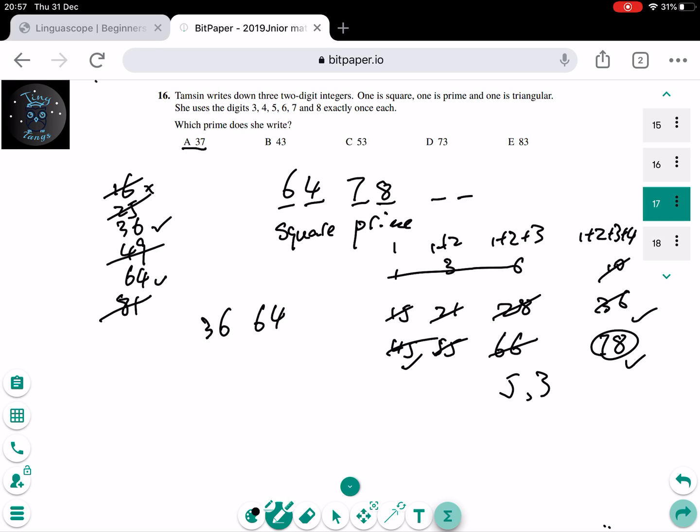And the only possible way that it becomes a triangular number, sorry. It becomes a triangular number. So, let's say triangular is this place. So 78. The only way it could be a prime number is that it becomes 53, which is C, and we want our prime number. So the answer is C, which is 53.